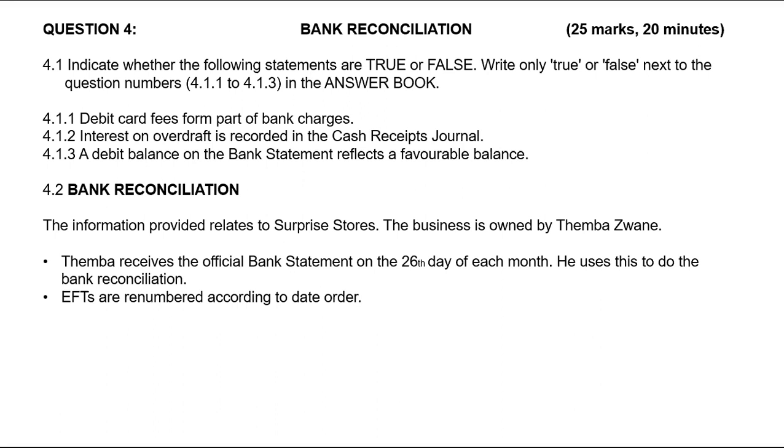And when you prepare the bank reconciliation statement, remember you are preparing it as though you are the bank. So when we deposit money into the bank, they will credit our account. So deposits will be recorded on the credit side in the bank reconciliation statement, and the payments will be recorded on the debit side of the bank reconciliation statement because we are preparing it as though we are the bank.